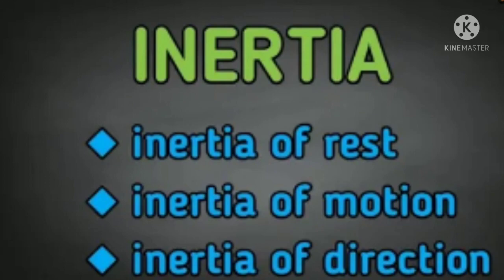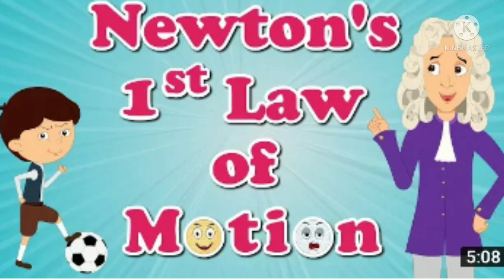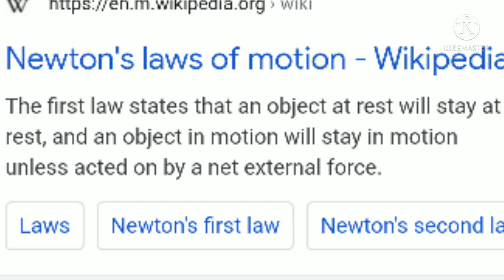What are the three types of inertia? Inertia of rest, inertia of motion, inertia of direction. And also we learned about Newton's first law of motion. What is that? An object remains in the state of rest or in the state of uniform motion unless an external unbalanced force acts on it.